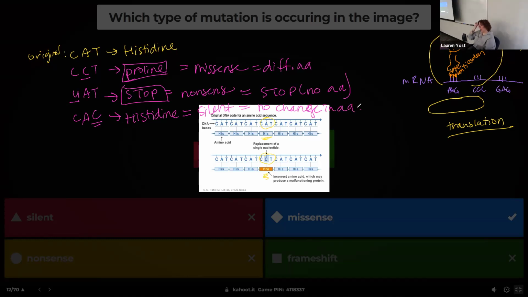On exam questions, I will give you either a picture like this one, or I'll give you a story that has the same amount of information in it, okay? So I'm not going to expect you to know that because you change CAT to CCT, that means you're going to have a different amino acid. I will tell you if it's a different amino acid. I will tell you if it's the same amino acid. I'll tell you if it's a stop, okay? And then you can tell me if it's a missense or a nonsense or a silent mutation here.